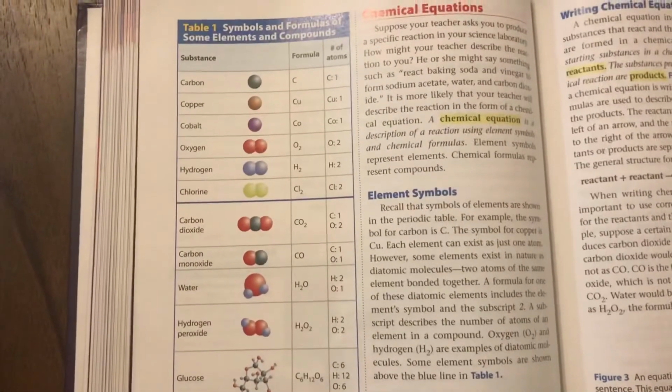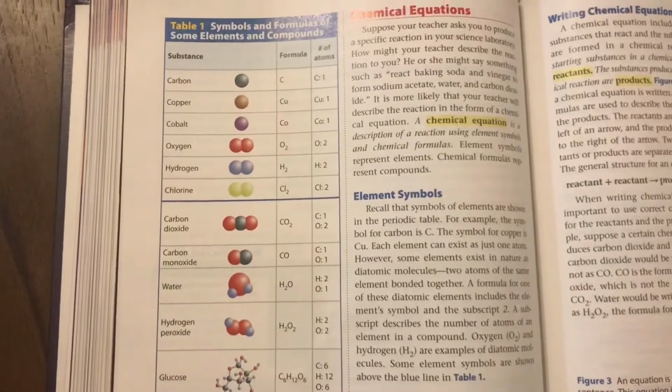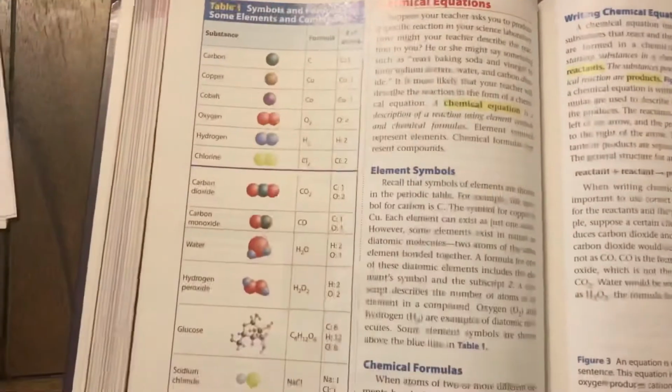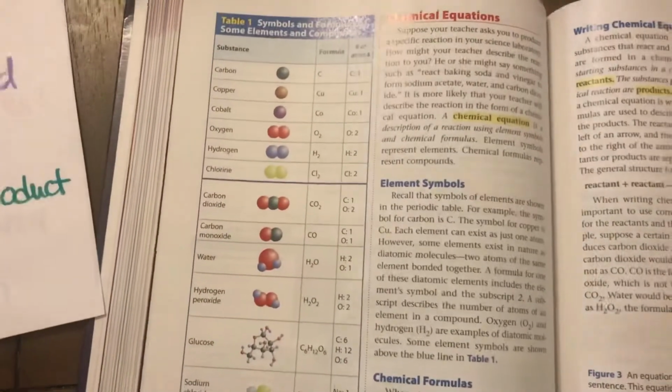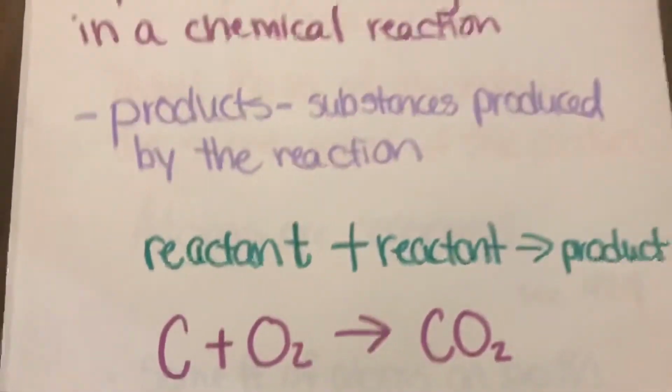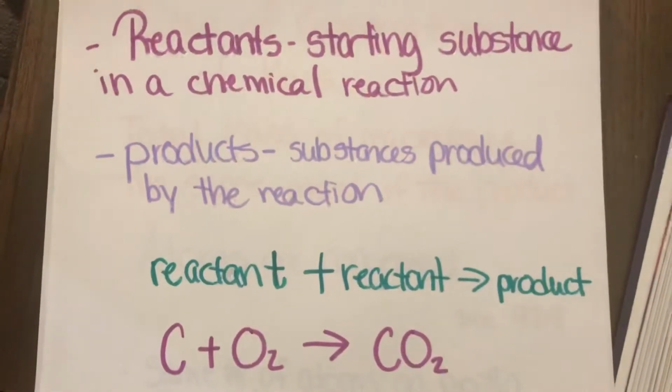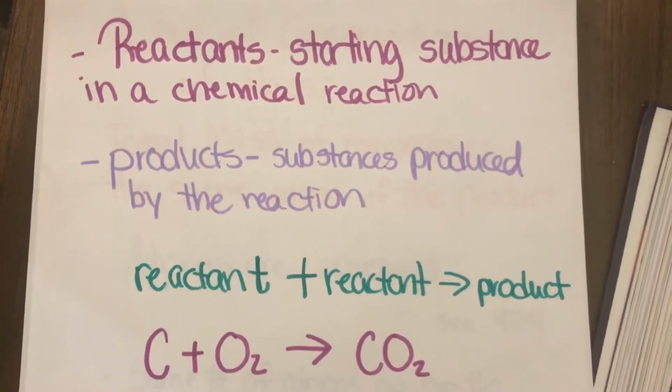This is just an example. These are things we've already gone over before, but it's important to get these right before you go on to writing a chemical equation. All right, so when we write a chemical equation, we have two words we want to familiarize ourselves with, the reactants and the products.